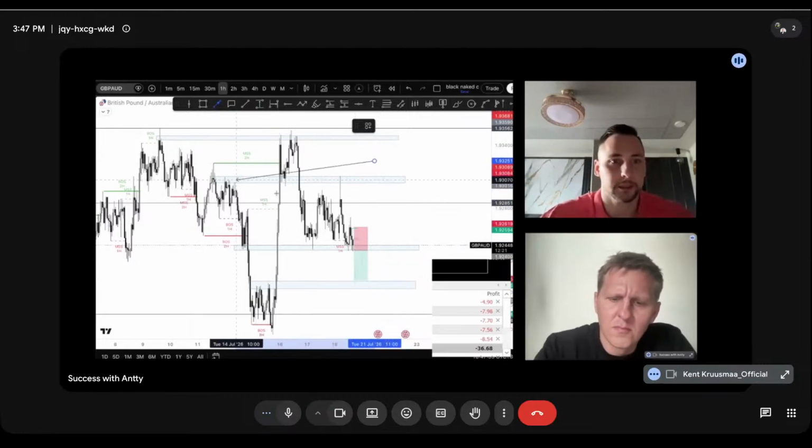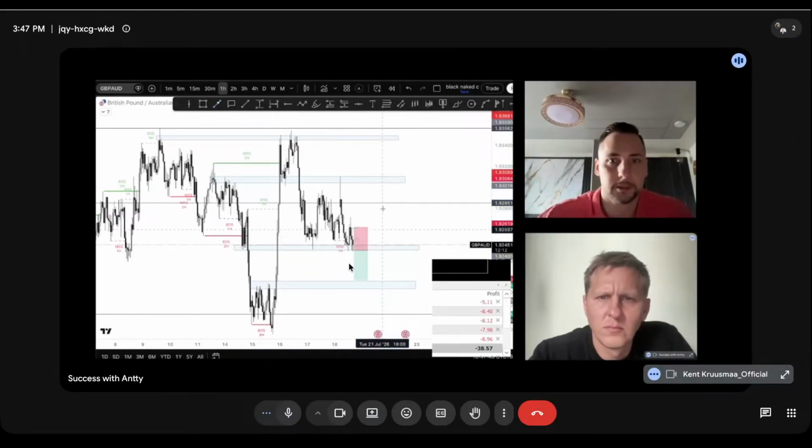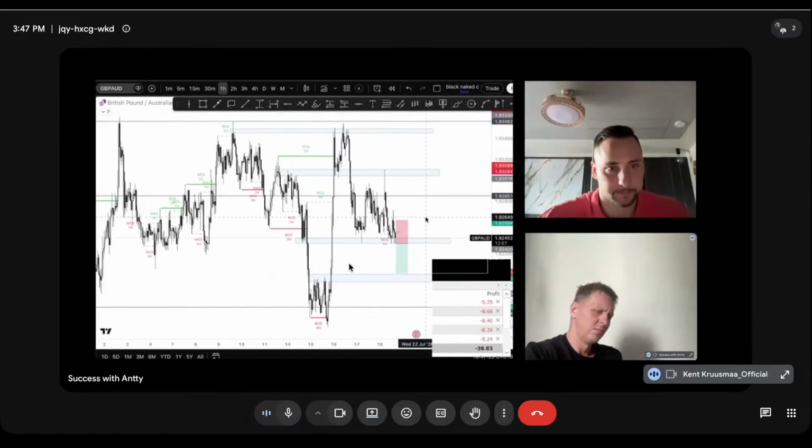But yeah, market structure is essentially just marking out the areas where the price has been getting bounced off or rejected from. That's market structure in a nutshell. And where to learn it?